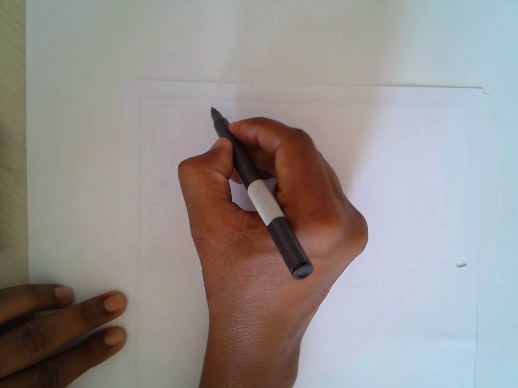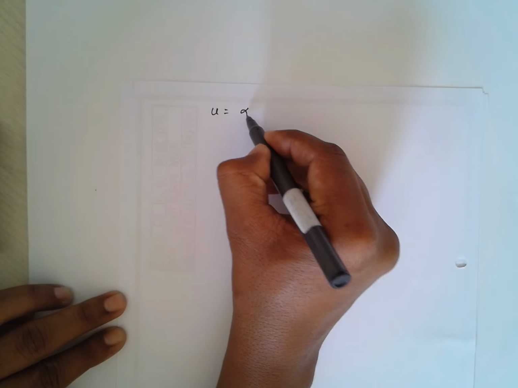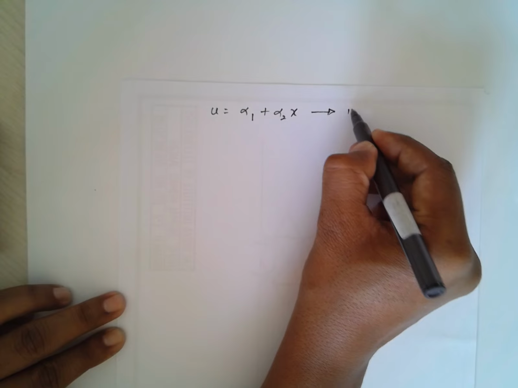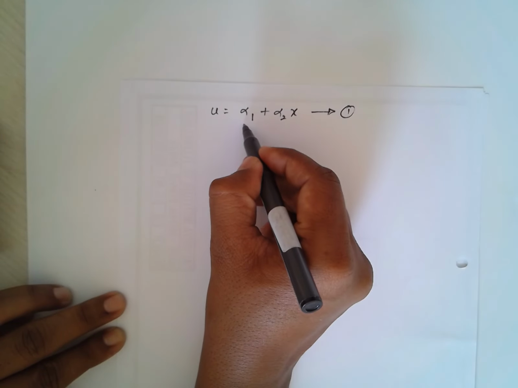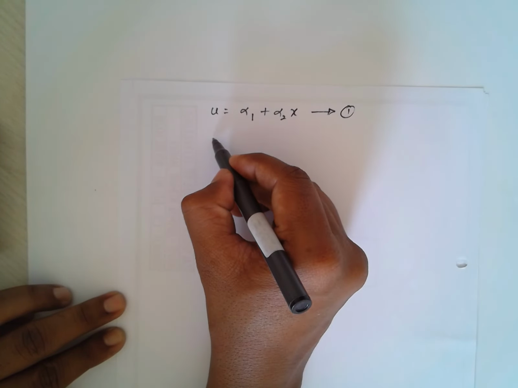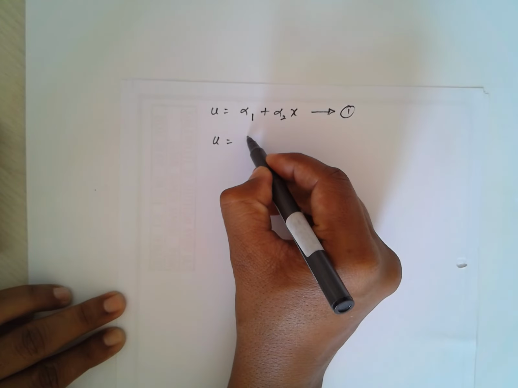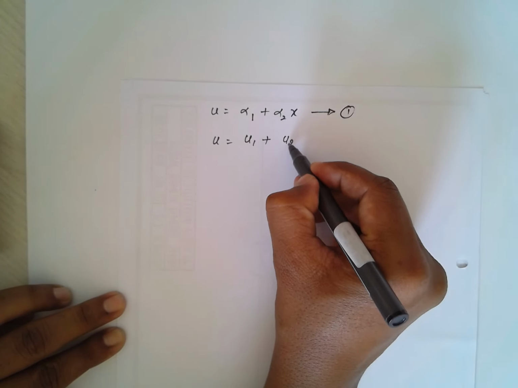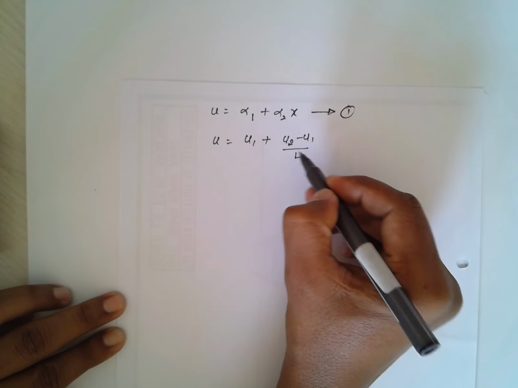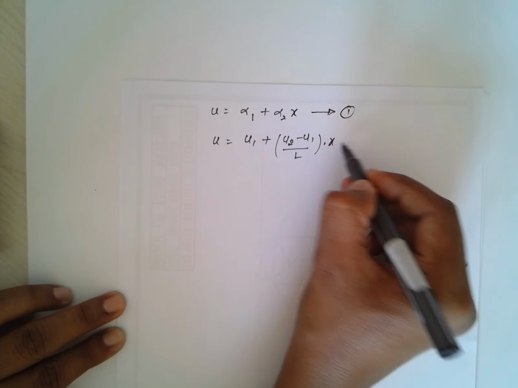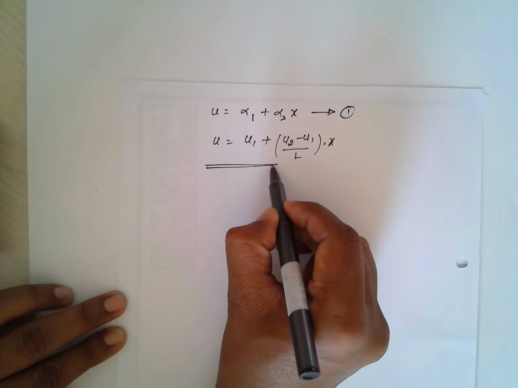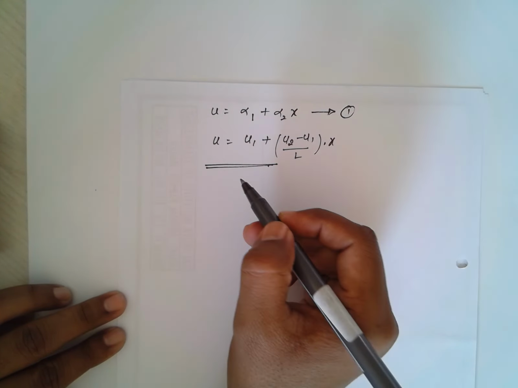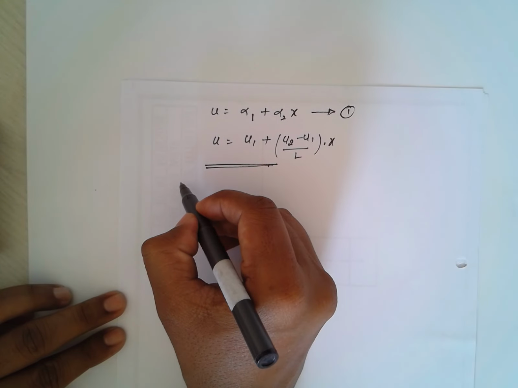Now the displacement model u is equal to alpha 1 plus alpha 2 into x. This was equation 1. Now substituting the values of alpha 1 and alpha 2 into equation 1 implies u is equal to, so alpha 1 is u1 and alpha 2 is u2 minus u1 divided by L, into x. Now this is the displacement model whatever we have obtained. And since we need to find out the stiffness matrix using the principle of minimum potential energy.